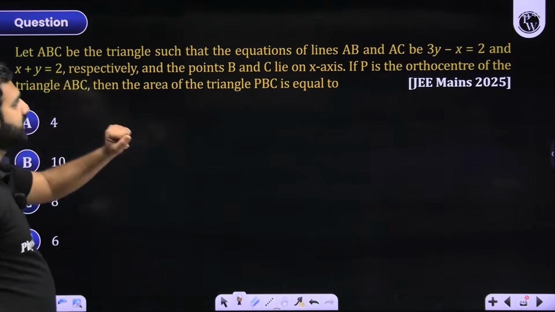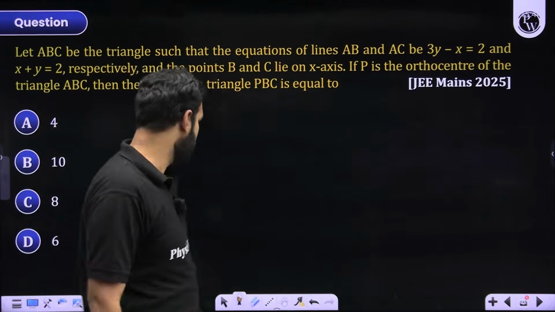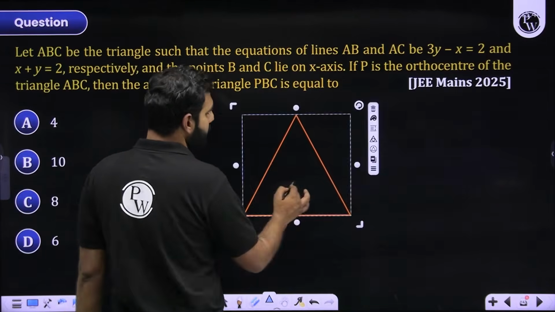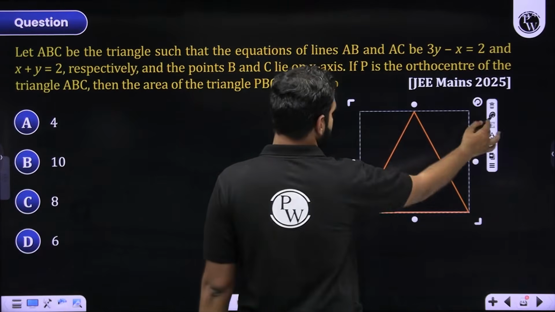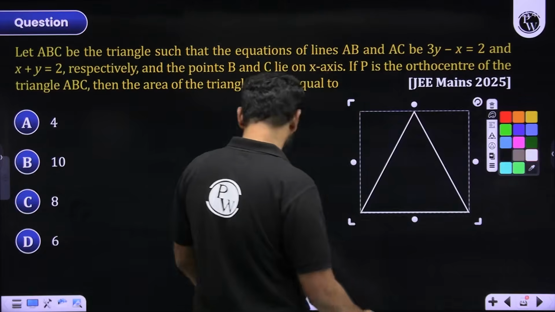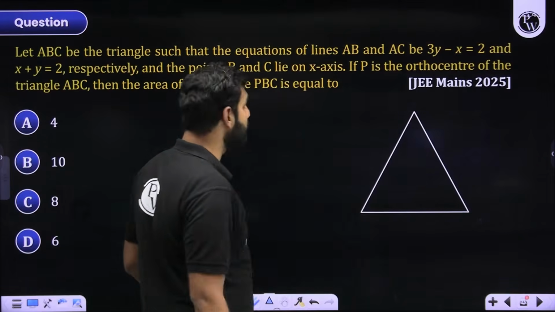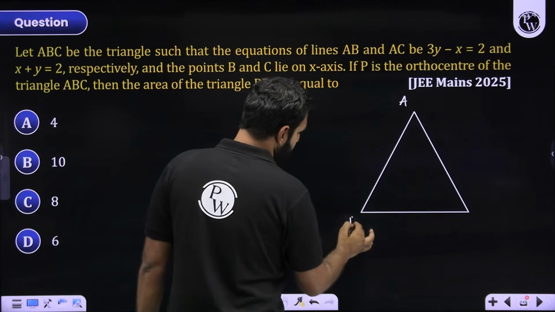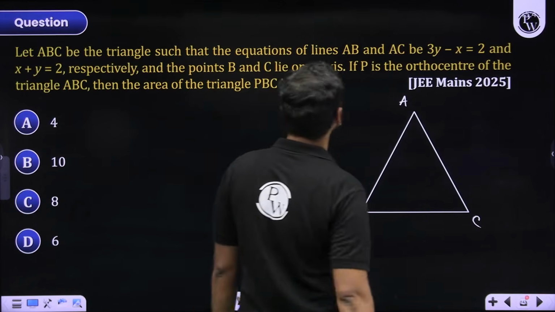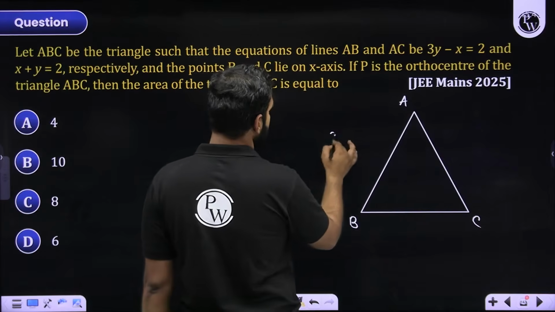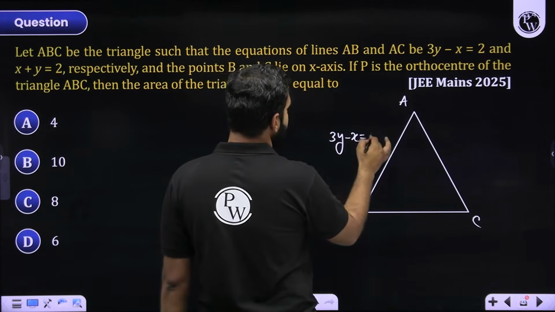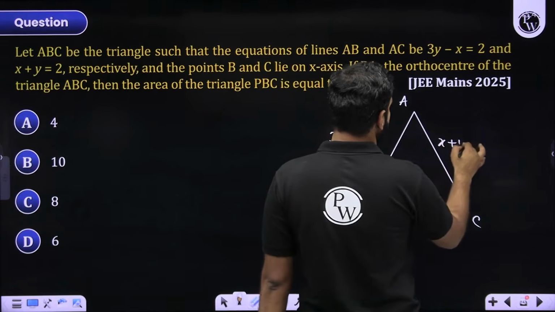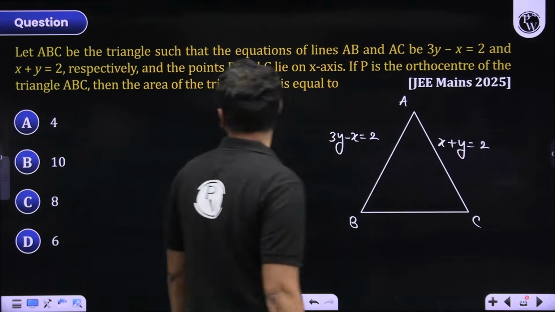ABC is the triangle such that equations of line AB and AC are given. So we are given two sides of this triangle, right? The two sides of this triangle are given by which two equations, students? So we have this triangle A, B and C. AB is given by 3y minus x is equal to 2 and AC is given by x plus y is equal to 2, right?